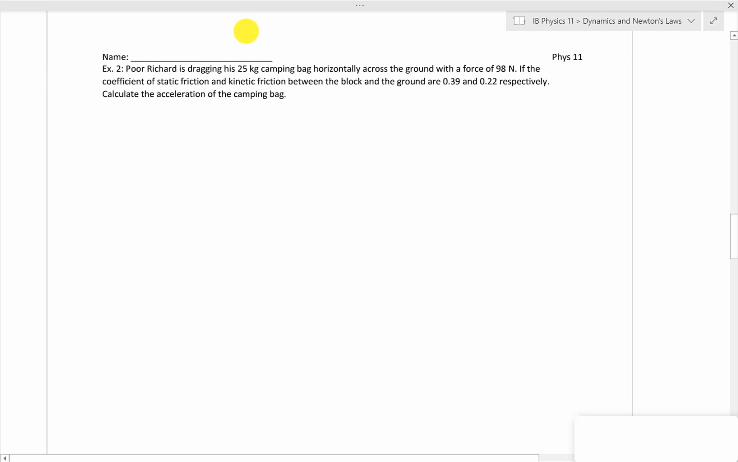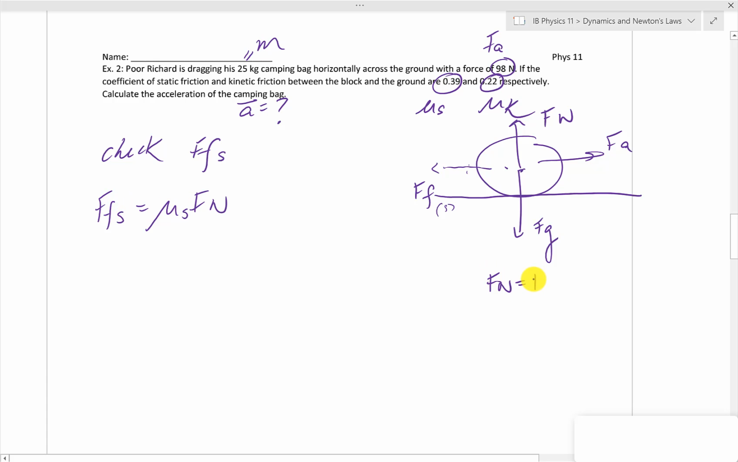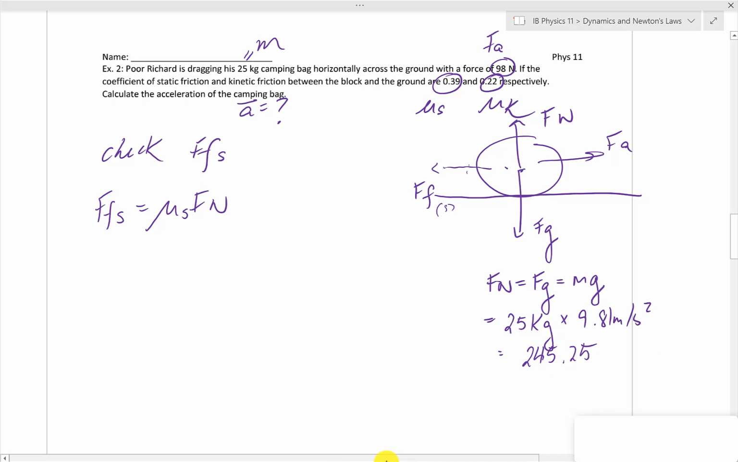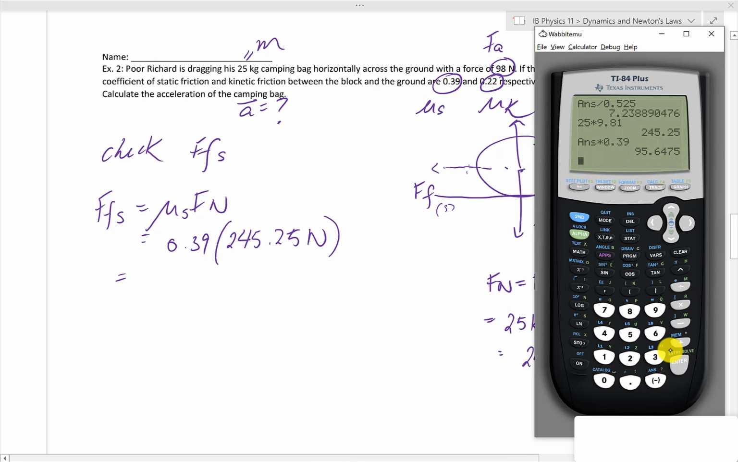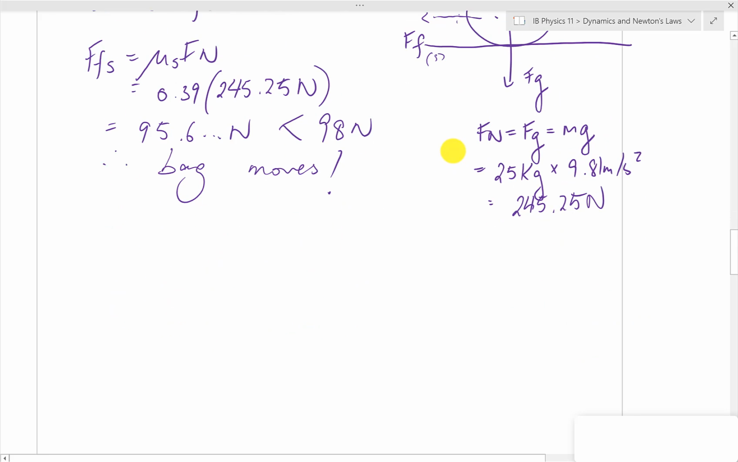Let's start off with labeling a few things. We have the mass of our bag, the applied force, and the coefficients of friction. So first we need to check whether or not the force of 98 newtons is bigger than the force of static friction. And to do that, we need to know Fn. We can calculate Fn by calculating Fg, which are the same because the vertical force is balanced. And we get 245.25 newtons. So then if we put it in here times the coefficient of static friction, we get 95-ish newtons, which is less than the force that we are applying with. So that means the bag will move.